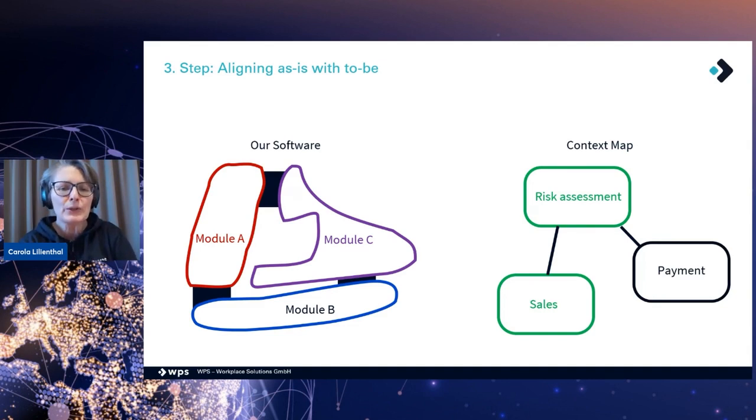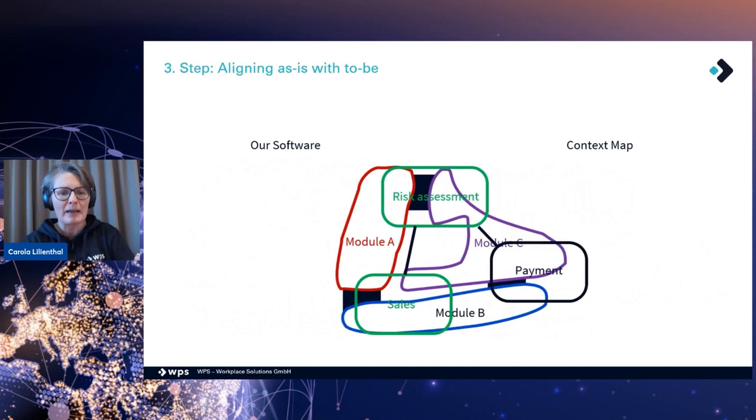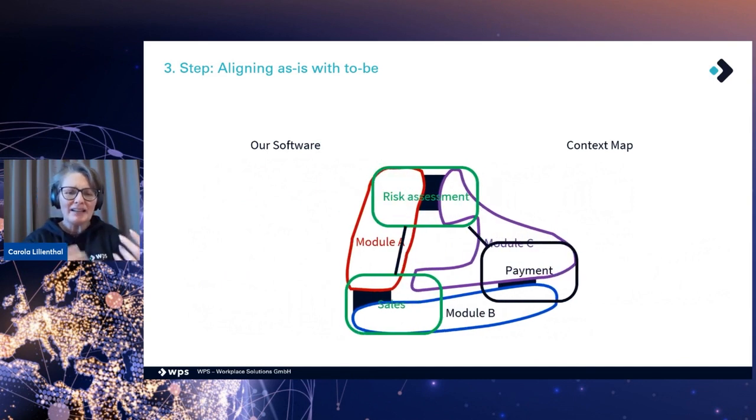If we superimpose the context map and the modules, we see that module A and B each cover functionality from 2 bounded contexts, and module C even serves all 3 bounded contexts. So the intersection of the modules does not fit at all to our context map. It's pretty obvious that we have a problem and that it will be hard work to change our software towards this context map, this to-be.